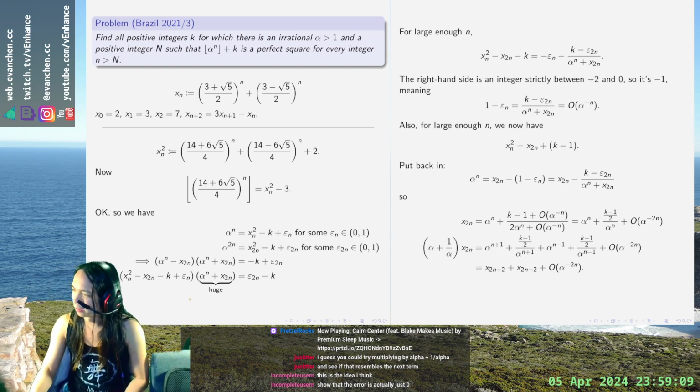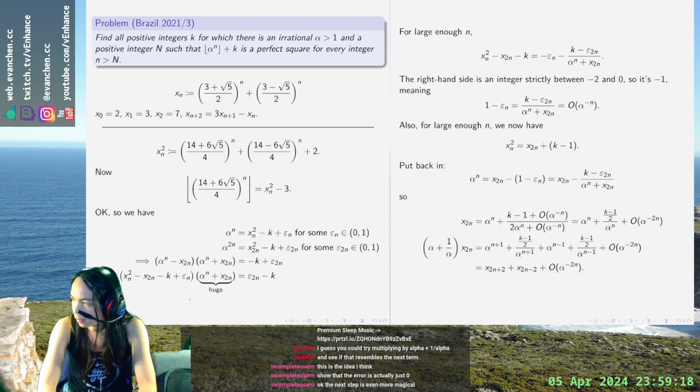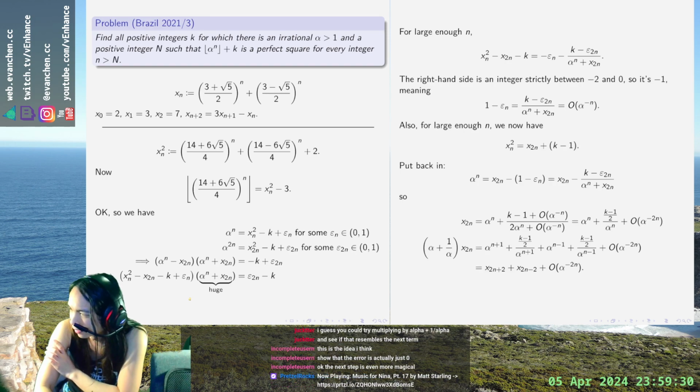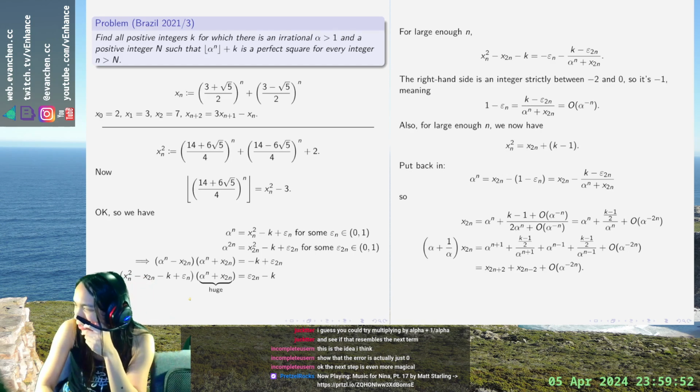Yeah, I do agree. What this suggests is that x of 2n plus 2 should be very close to... well, actually no, that doesn't even... it tells you that it's like... what if we show the error is just 0?